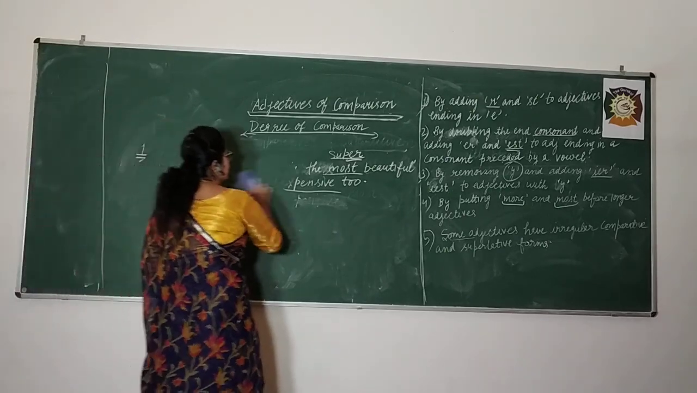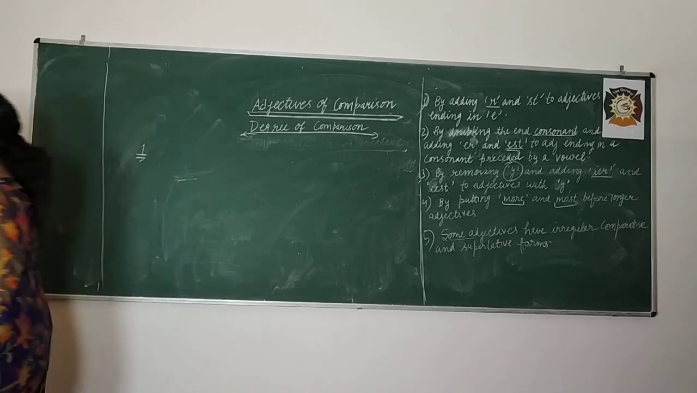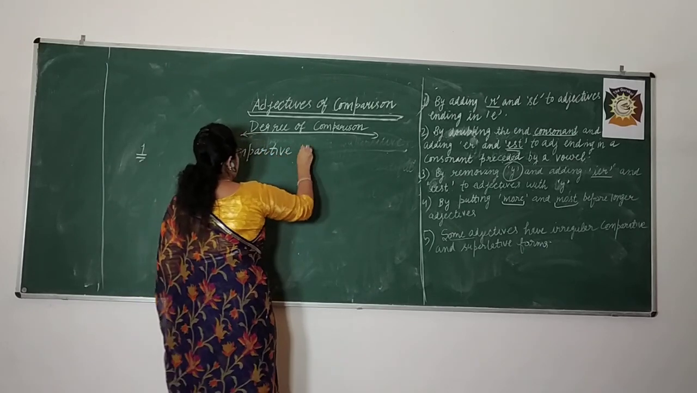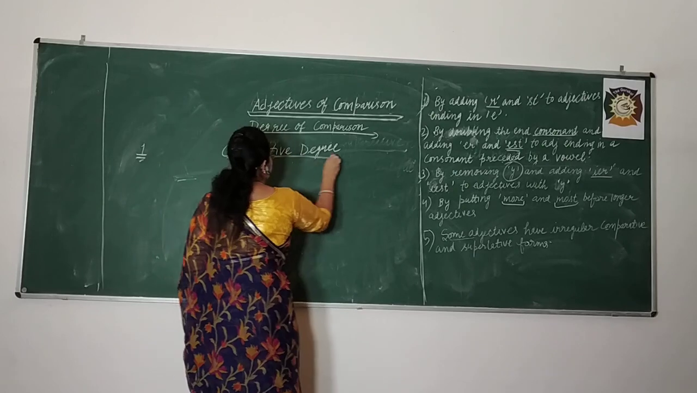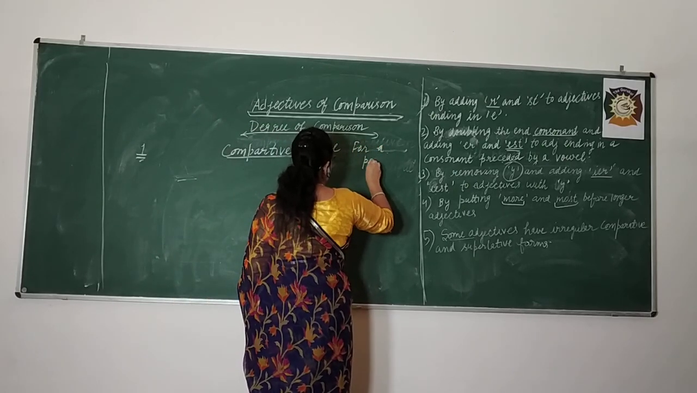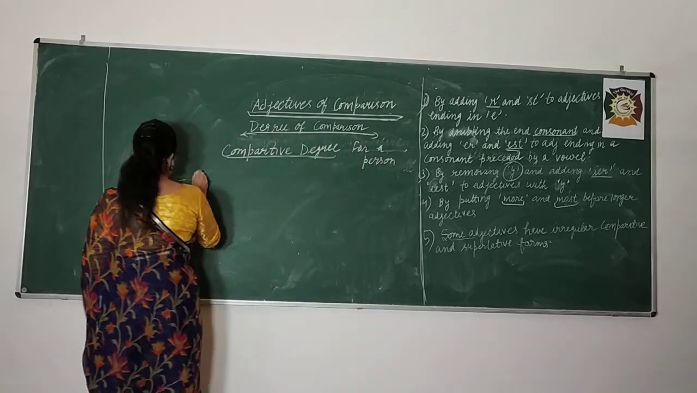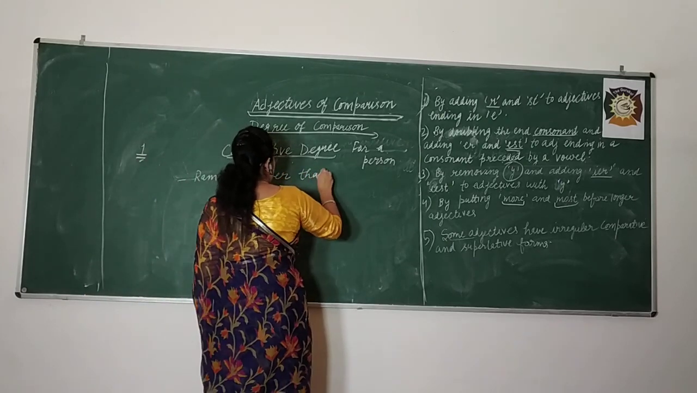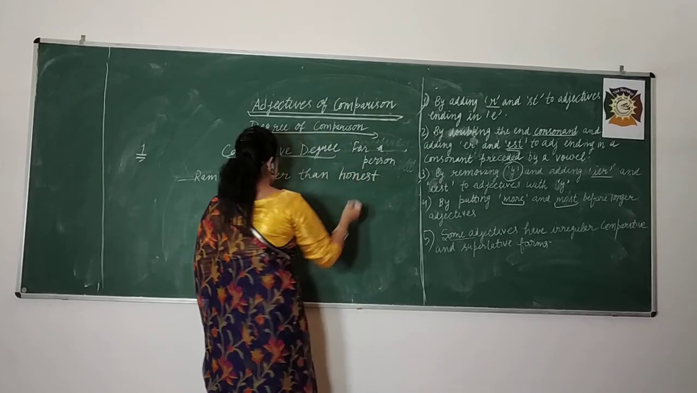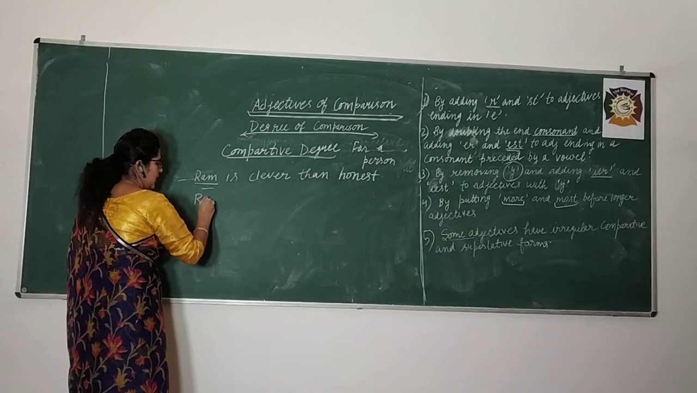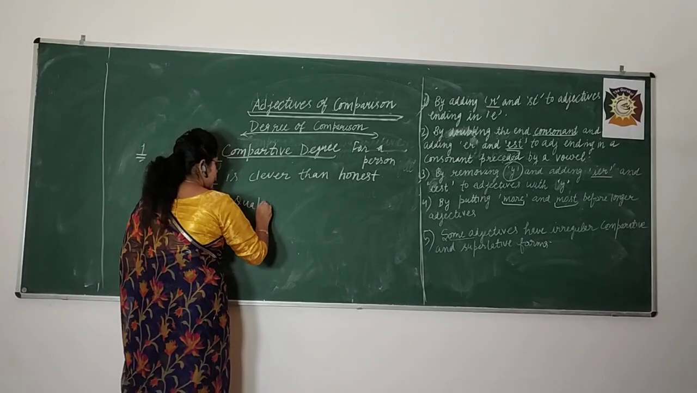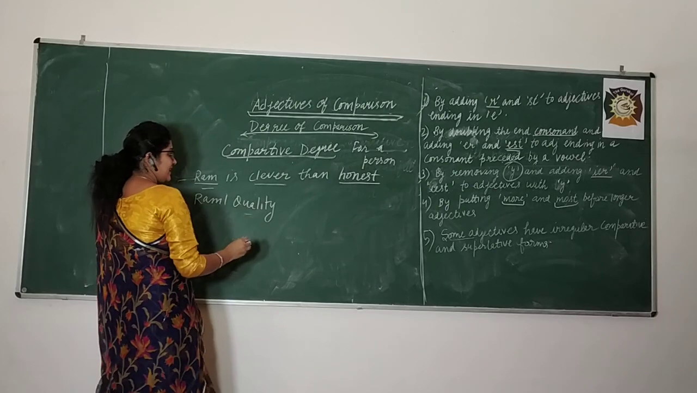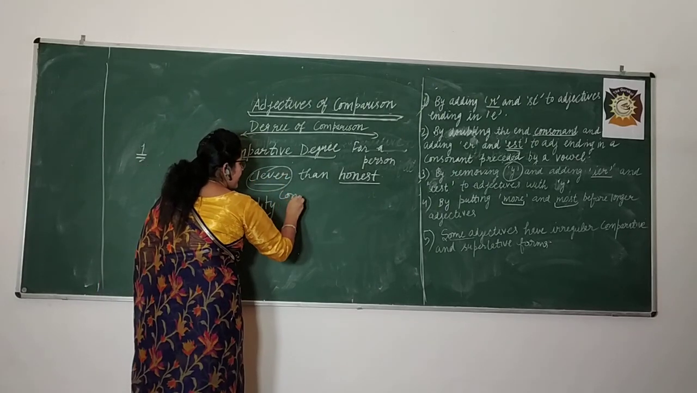And suppose we are using the comparative degree for a person. Suppose I am saying that Ram is clever, then honest. Here in this sentence we are talking about Ram's qualities. There are two qualities of Ram. First is that he is clever and second is he is honest. So here in this sentence we are using degree of comparison.